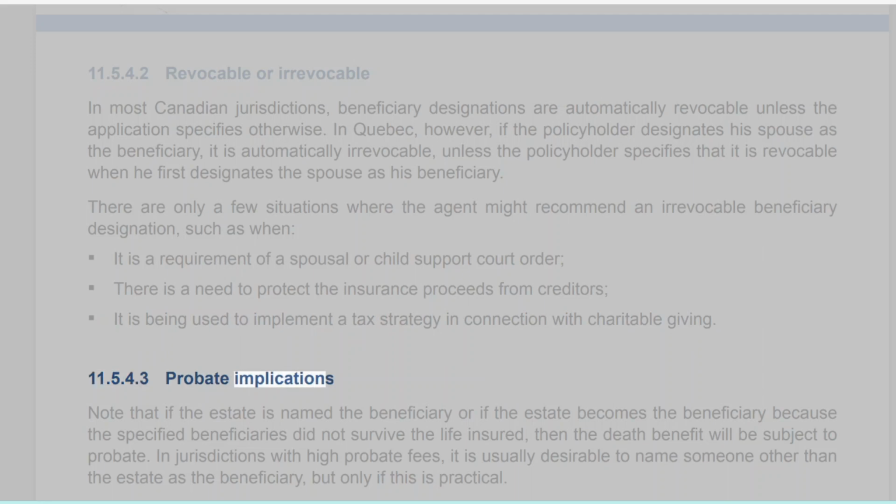1.5.4.3 Probate implications. Note that if the estate is named the beneficiary or if the estate becomes the beneficiary because the specified beneficiaries did not survive the life insured, then the death benefit will be subject to probate. In jurisdictions with high probate fees, it is usually desirable to name someone other than the estate as the beneficiary, but only if this is practical.